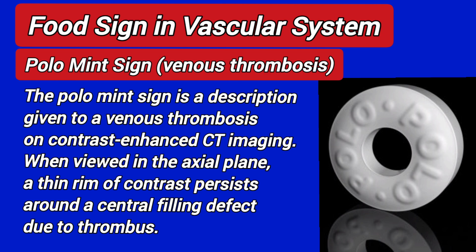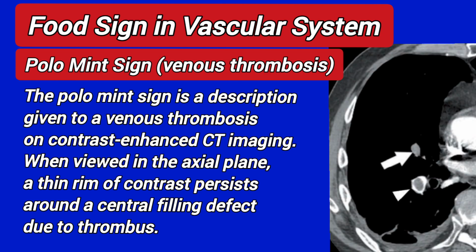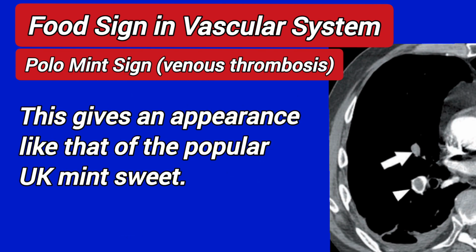It is seen in venous thrombosis. The polo mint sign is a description given to a venous thrombosis on contrast-enhanced CT imaging. When viewed in the axial plane, a thin rim of contrast persists around a central filling defect due to thrombus. This gives an appearance like that of the popular UK mint sweet.